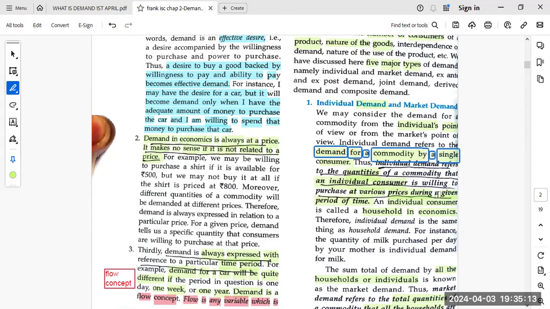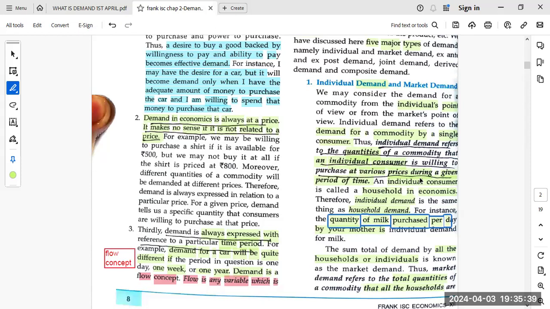Got it? So another name for individual demand is household demand. Individual demand is also called household demand in economics. For example, the quantity of milk purchased per day by your mother is individual demand for milk. But the quantity of milk purchased in the whole locality or in the whole apartment or the residential area wherever you are staying, that becomes market demand.